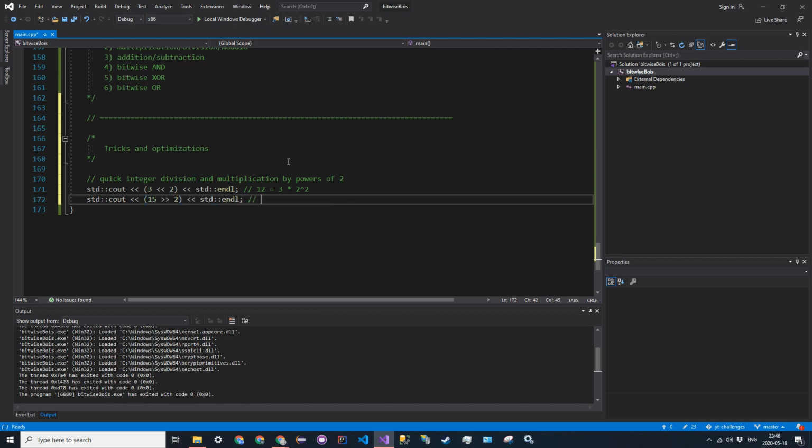This will give us a 15, this will equal 3, which is equal to 15 floor division by 2 to the 2. I'm just putting the floor division there. That's what you do in Python, but I'll just write floor division because it's just integer division.